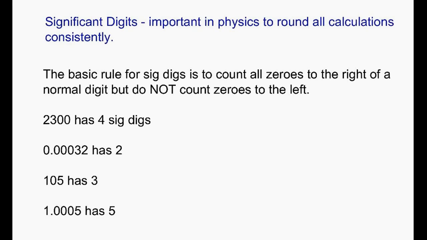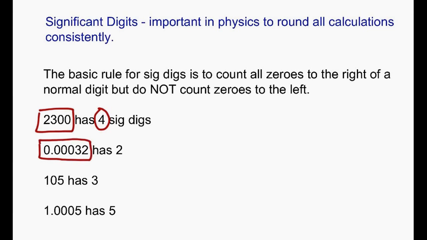So if there's zeros to the right of a normal number, we do count those. If the zeros are to the left, we ignore them. So for example, with this first one, we have 2300 because they're to the right. All of those digits count. We have 4 sig digs. If you look at this next one, we have 0000 in the front. Because those are to the left, we don't count those. So we're only going to worry about the 2 regular digits, so we have 2 significant digits.